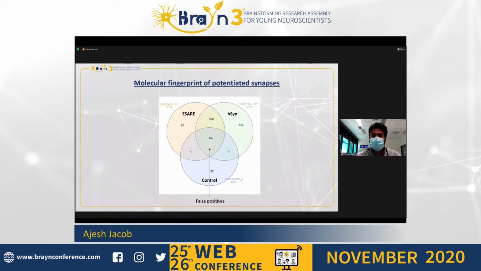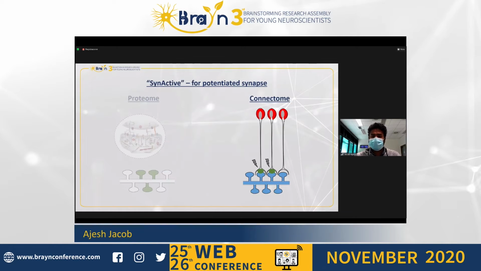Then to get a molecular fingerprint of potentiated synapses, we did mass spectrometry and analysis, and we were able to identify 93 proteins that are exclusively expressed in the potentiated synapses, 122 proteins that were absent in them, and 690 proteins that were expressed in both samples but had differential expression. These are preliminary results, and we are further analyzing the data.